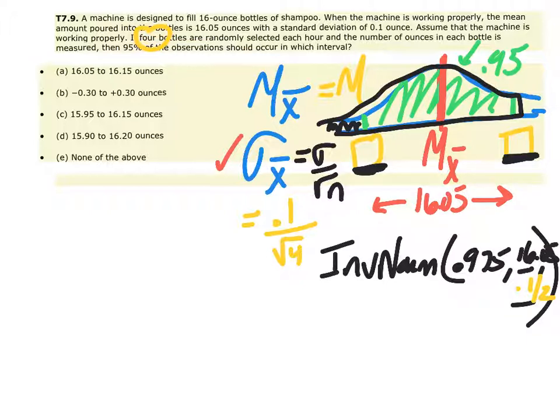Now, when you do that, you're going to end up getting, for this side here, 16.15. Now, could we find the value that's to the left?